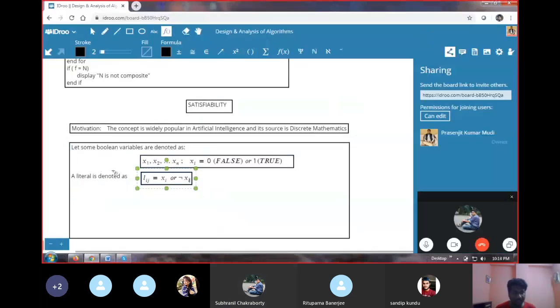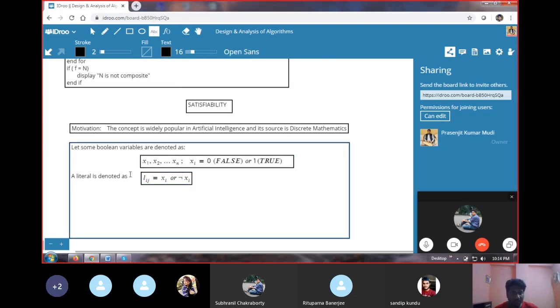So a literal is denoted as Lij, which will assume a value xi. Boolean variables may be thought of as random Boolean variables. So Lij may be equal to xi or not of xi. This symbol is known as the not operation, the Boolean not gate.